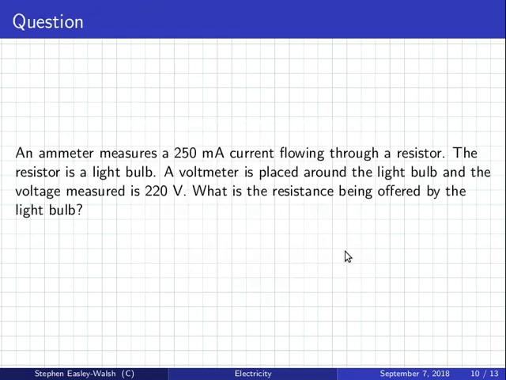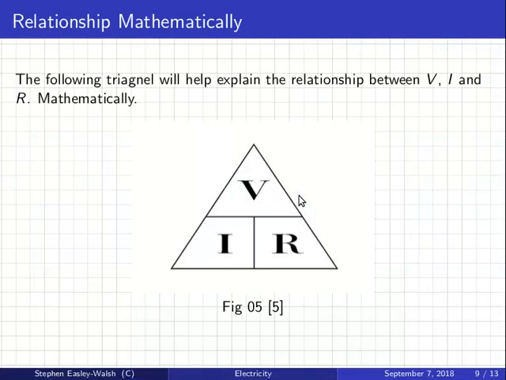An ammeter measures 250 milliamps. The voltmeter measures 220 volts. What is the resistance in the light bulb? Okay, so I have current and I have voltage and I want resistance. So, what's my formula for resistance?